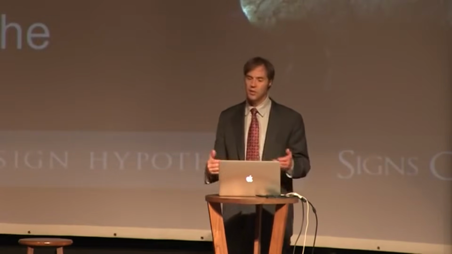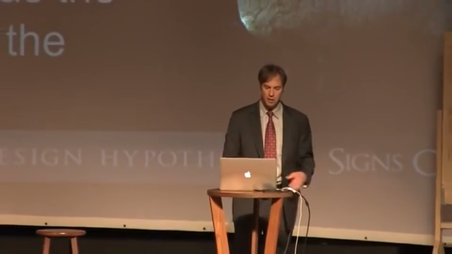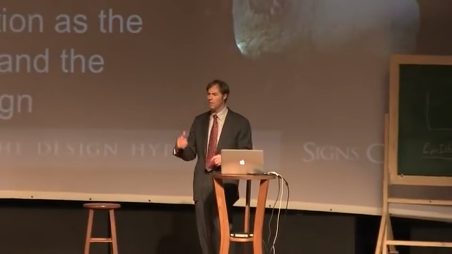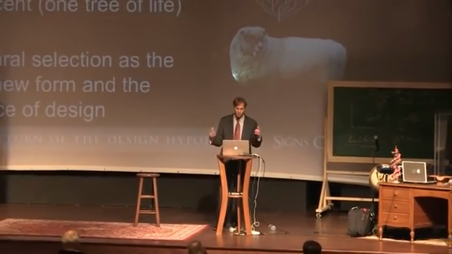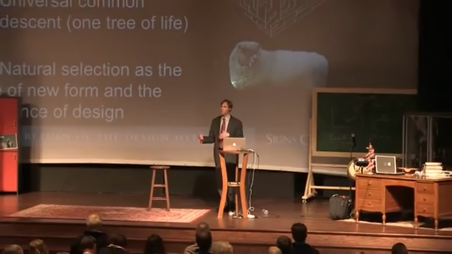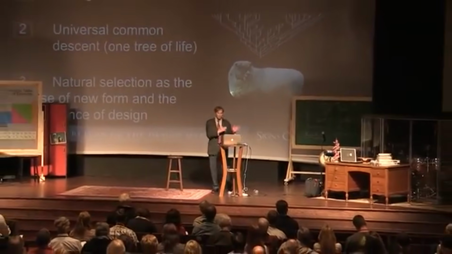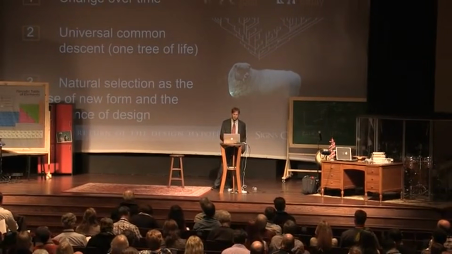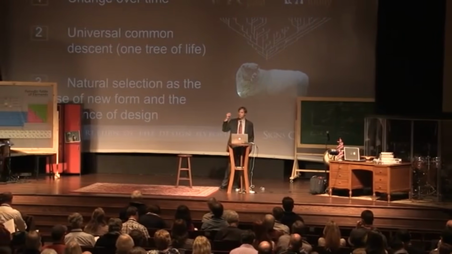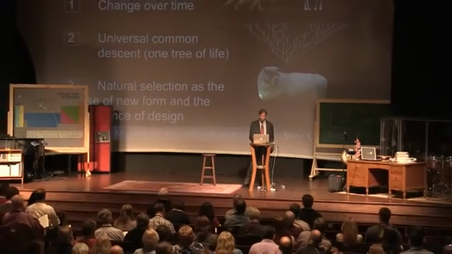So if we look at the three definitions of evolution, we have the trivial meaning of change over time. Intelligent design is not challenging that. We have a more controversial meaning, universal common descent. And while some advocates of intelligent design may be skeptical of that, that's not really the main thing we're challenging. But the third meaning of evolution is this idea that natural selection is the chief cause of new biological form and the appearance of design, and that proposition we are in fact challenging.